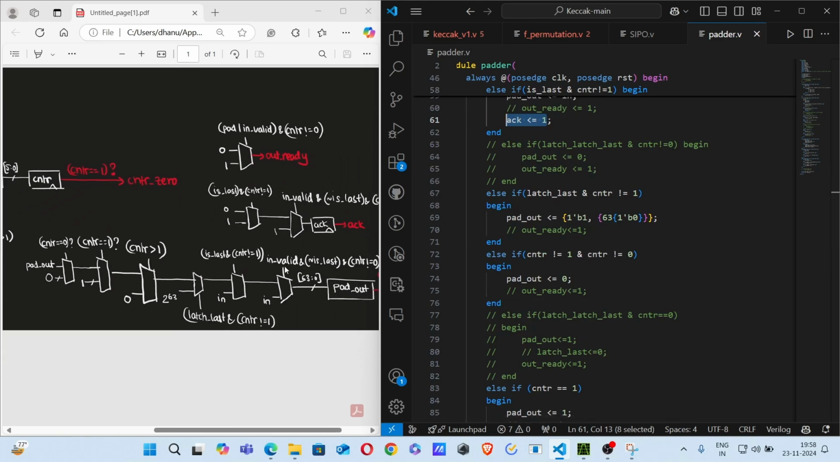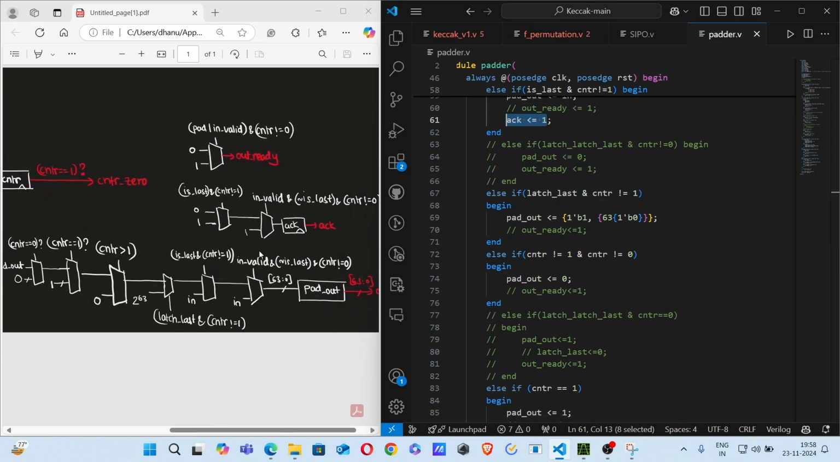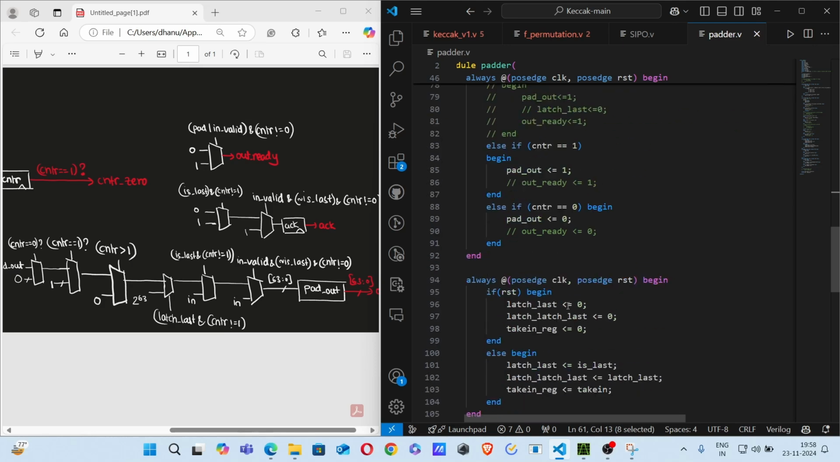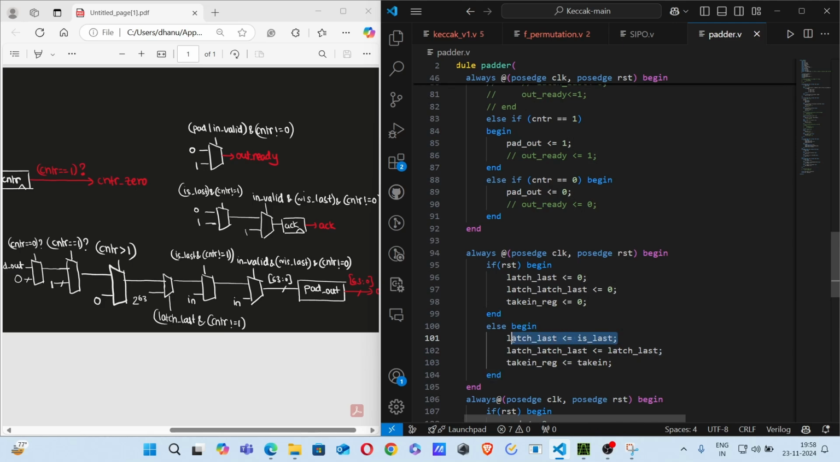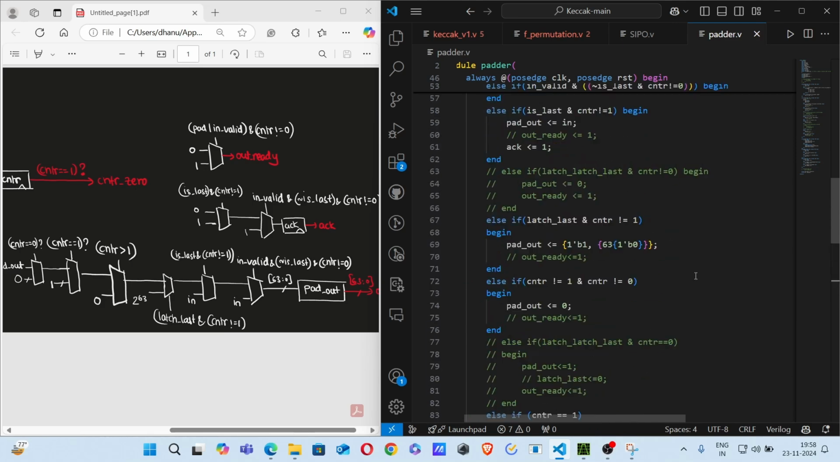Next, in this condition, when we look at this condition, there is this latch last, which is just the latched version of is last. We can see that here. Is last has been latched here.